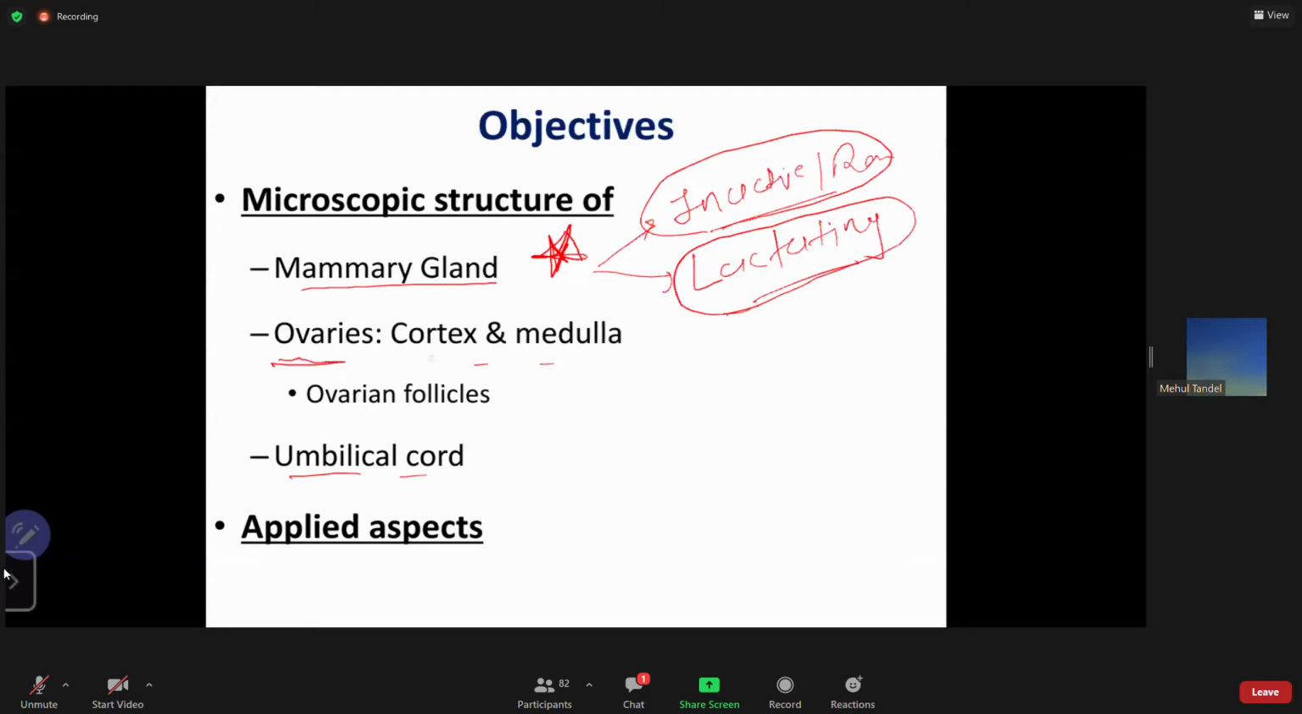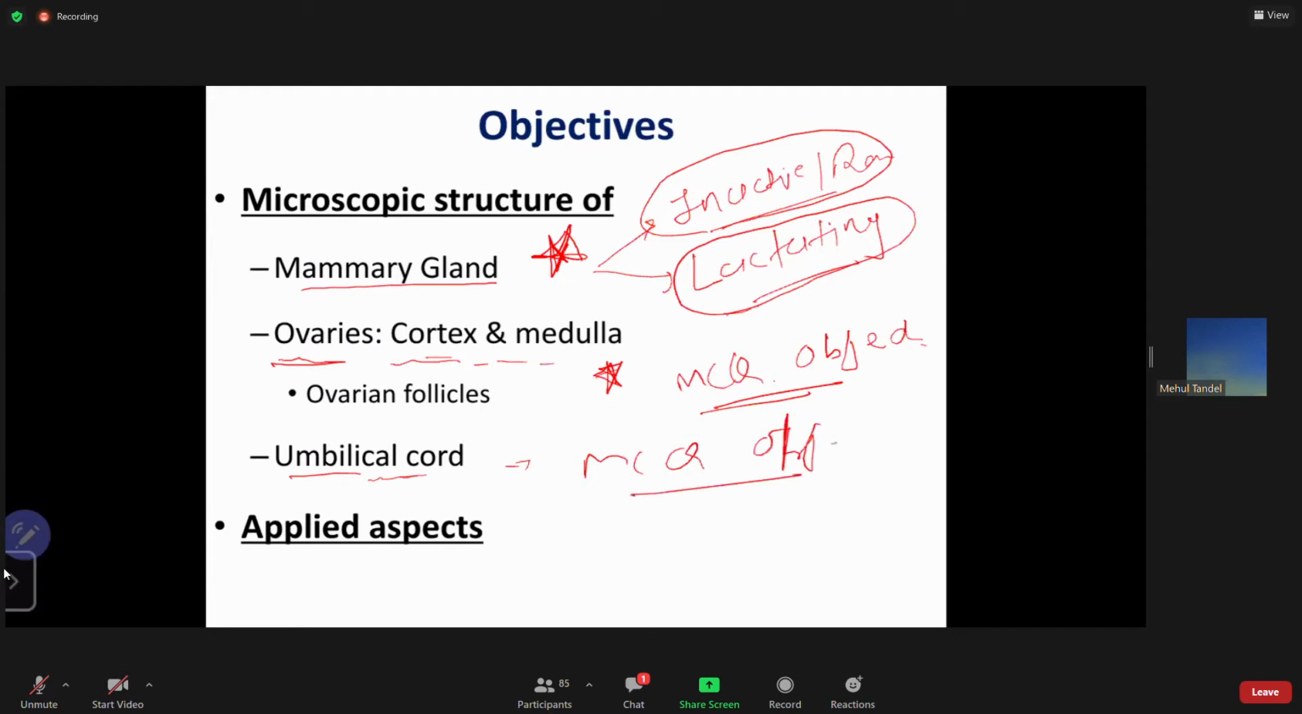Something about the ovary, that is cortex and medulla, ovarian follicle. This is also a topic of embryology, but we will discuss some histology today. Okay, only the important aspects of histology, not all aspects. So ovary is also commonly asked only for MCQ or objective, not for theory. Okay, and umbilical cord is sometimes asked, and also important for the MCQ and objective.